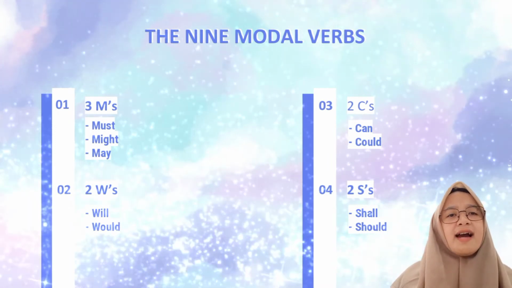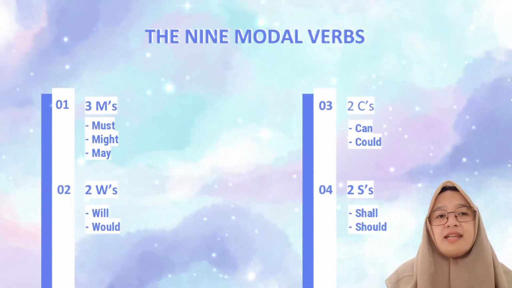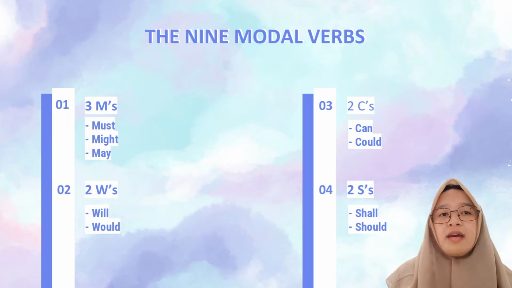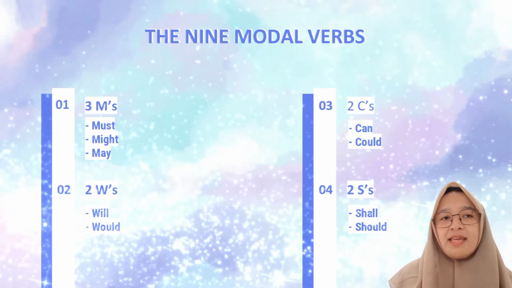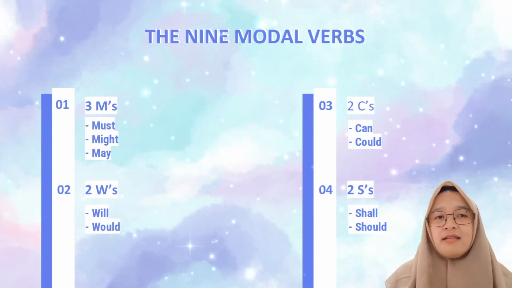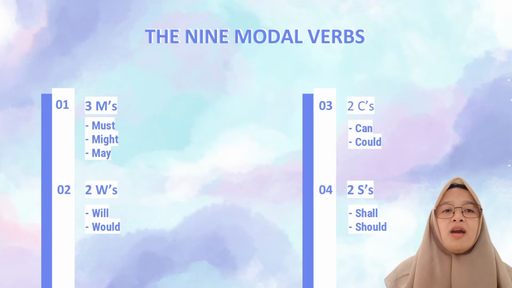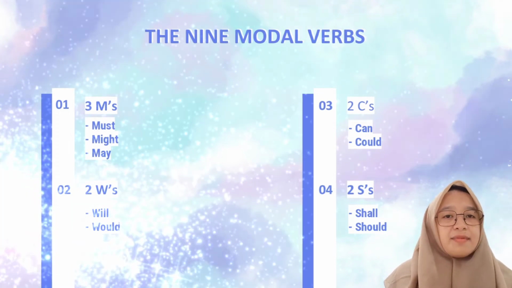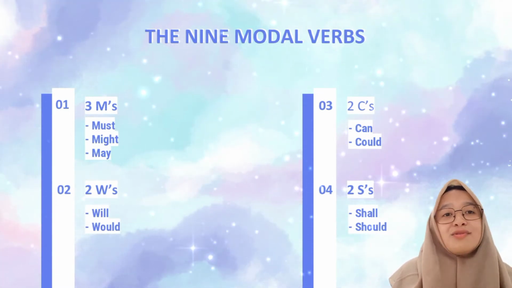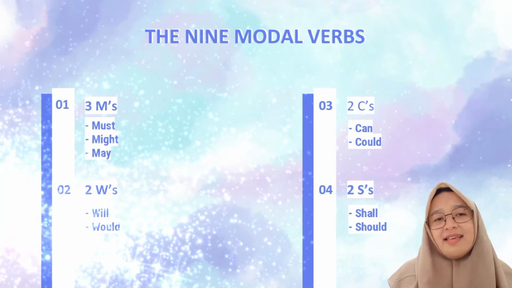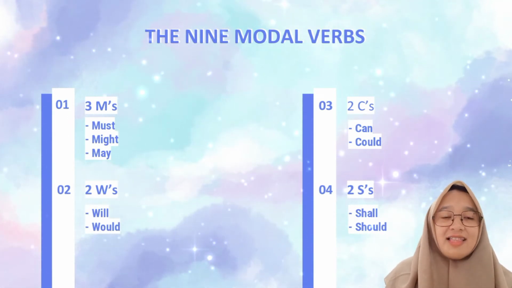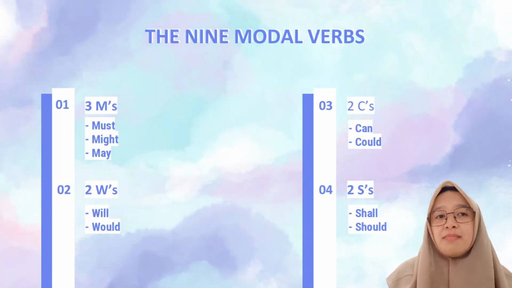Now, if I ask you right now to tell me the 9 modal verbs, would you be able to tell me them? If you can, that's great. But for those who can't, I've got a really easy way of remembering them. We have got 3 M's, 2 W's, 2 C's, and 2 S's. So when you write them out in a pattern, it's much easier to remember them all.